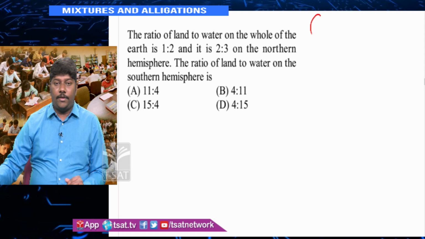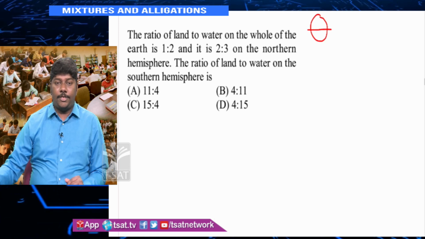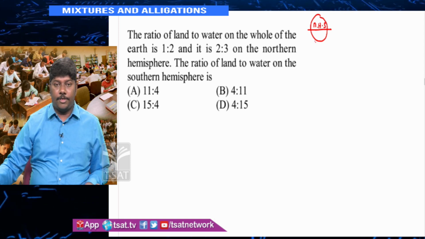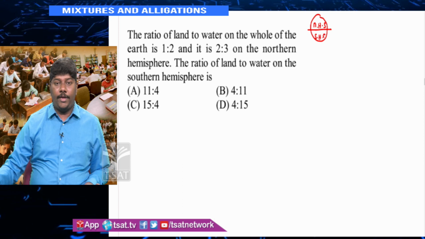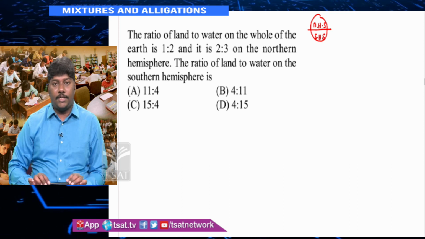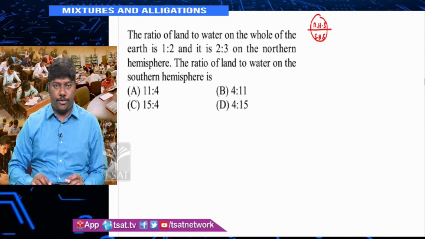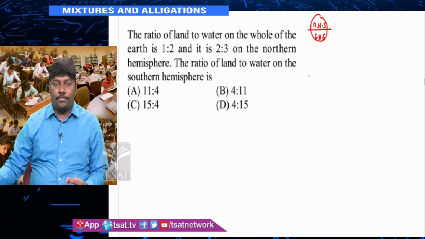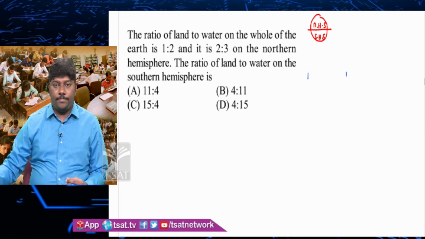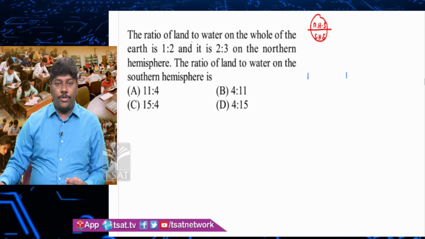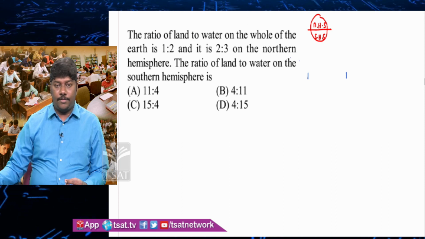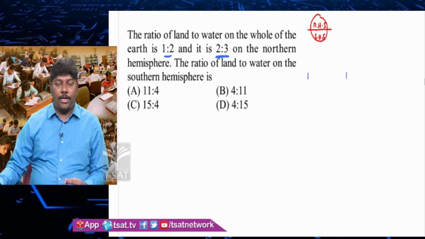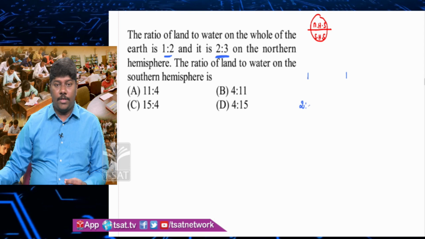If you look at the whole earth, area wise, northern hemisphere, NHS I will write, and southern hemisphere occupy equal areas. Therefore, you are actually mixing them in 1:1 ratio. So I will take it as 1:1 ratio, 1, 1. Now see, the ratio of land and water on the whole earth is given as 1:2, and on the northern hemisphere it is 2:3. This is 2:3, this is 1:2.